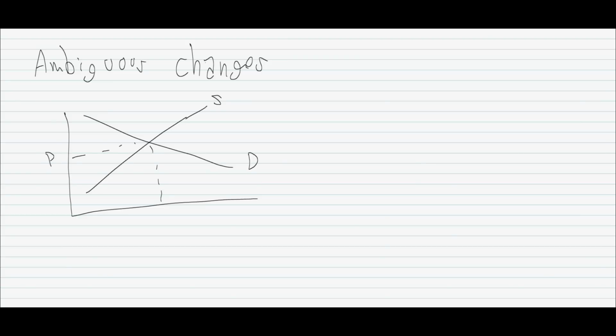Alright. Price, quantity, price. So here's what ambiguous changes mean. They'll give you some determinants and supply and demand will shift, or they'll just tell you straight up supply increases, demand decreases. They're going to give you two shifts basically. So let's assume supply increases, and keep demand decreasing.